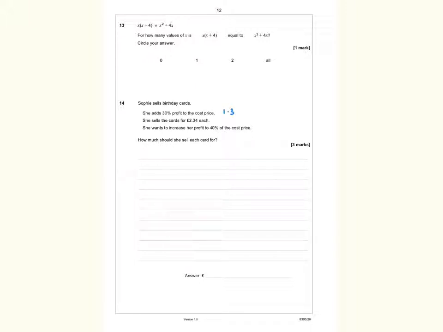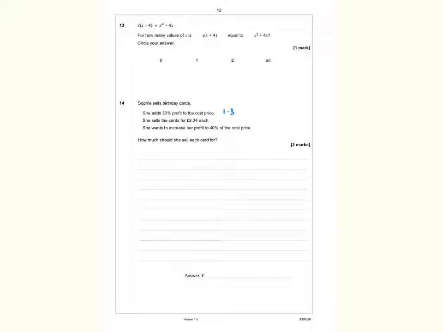Now I think this is a confusing question, because here it's telling you cost price, and then it's telling you she sells the cards for £2.34 each. So you might be thinking cost price and the selling price are actually synonymous, or they should be synonymous. But here I think what they mean is there is some cost price, and then you add the 30%, and then it becomes the selling price of £2.34. Then we have she wants to increase her profit to 40% of the cost price. How much should she sell each card for?